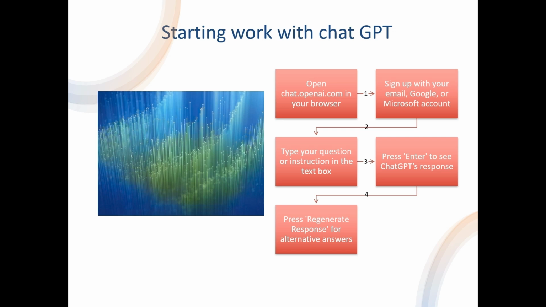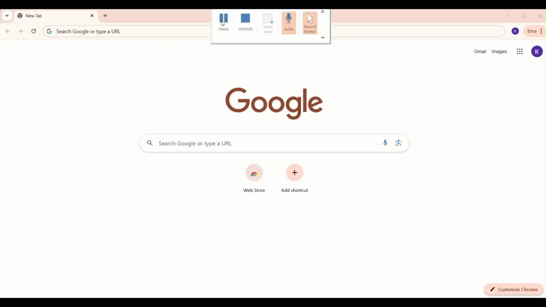Once you're logged in, you'll see a simple interface with a text box. Type your question or instruction there, press enter, and ChatGPT responds immediately. In case you are not happy with its response, you can press Regenerate Response for alternative answers. Okay, let's see how it's done in practice.